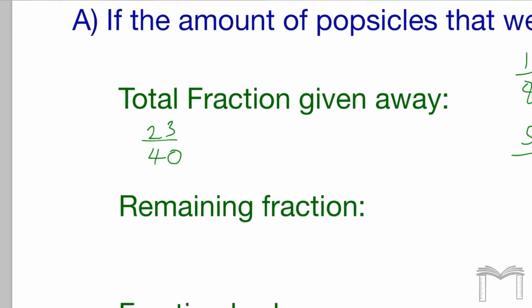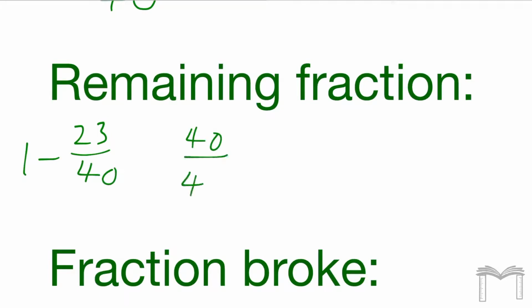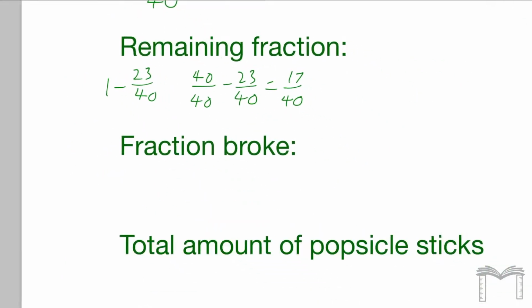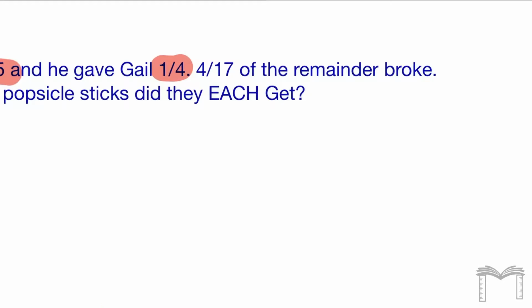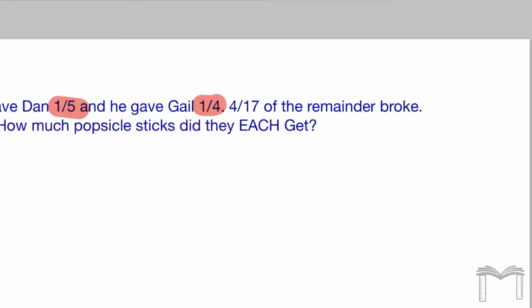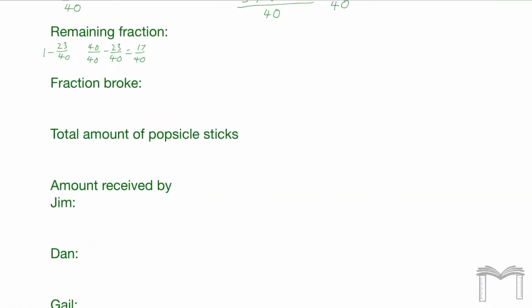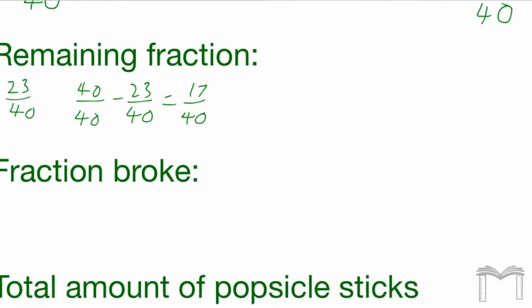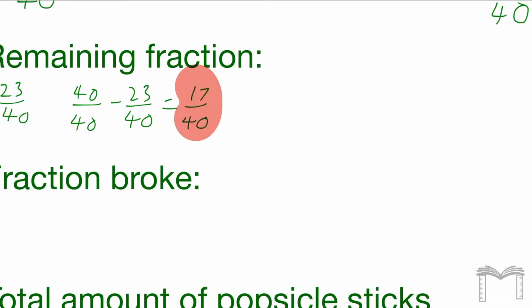Okay, so the remaining fraction would be a whole take away 23 out of 40. So that's 40 out of 40 take away 23 out of 40. 40 take away 23 is 17, so that's 17 over 40. So the fraction that broke, they are telling us that 4/17 of the remainder broke, and the remainder is, as we just worked out, 17 out of 40.